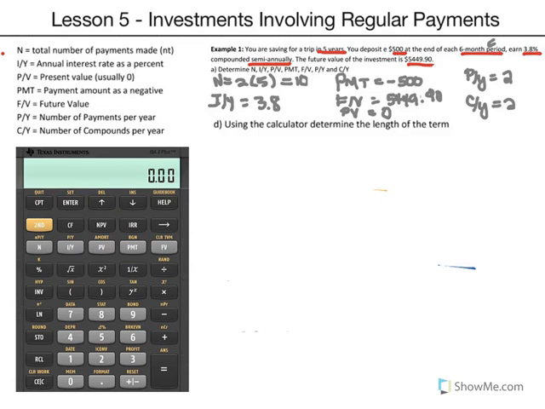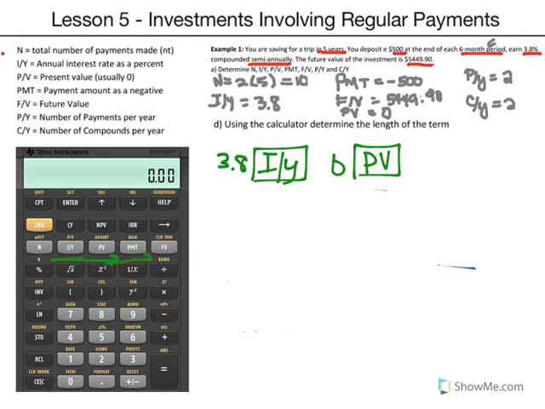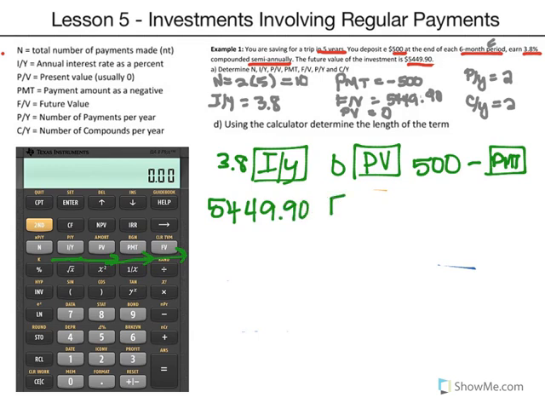Alright, the last example we want to show how to find the length of term. So we're going to start with IY, so we type in 3.8, hit the IY button. Then we're going to do 0, hit the present value button. Then we're going to go 500, negative, hit the payment button. Now we're going to go to the future value, which is 5449.90, future value.